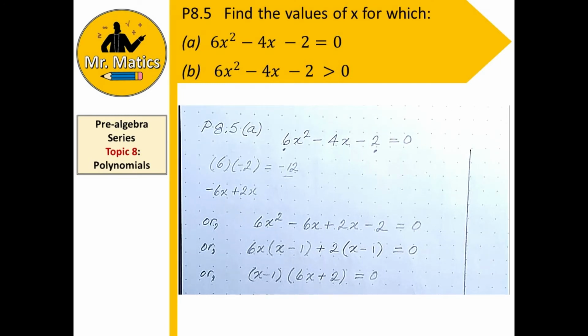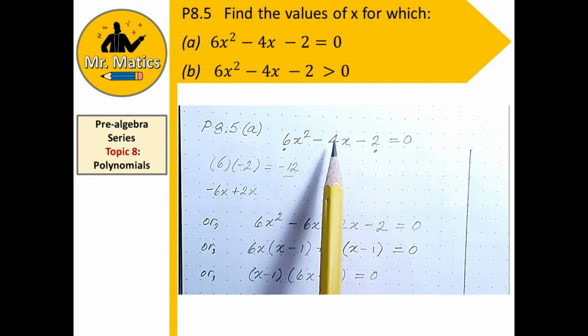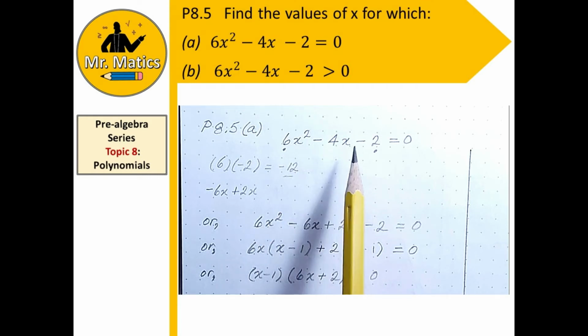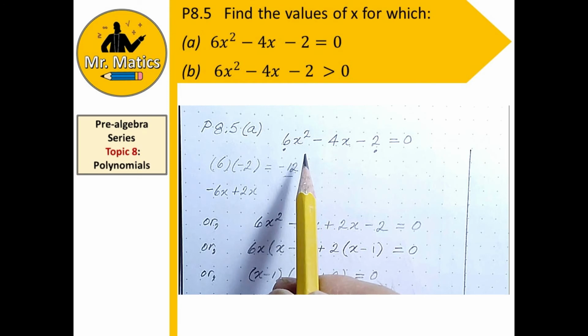Let's do that. Let's take x equals 1. That will give you 6 minus 4 minus 2. So 6 minus 4 minus 2 is 0. And we can do the same with minus 1/3.